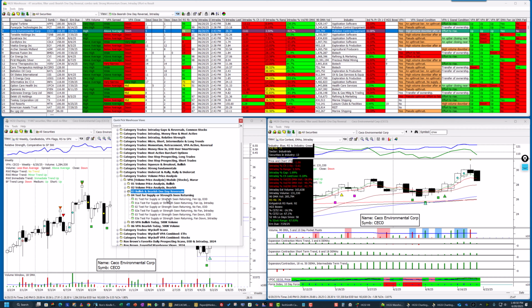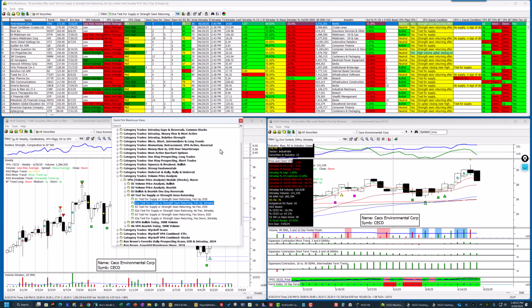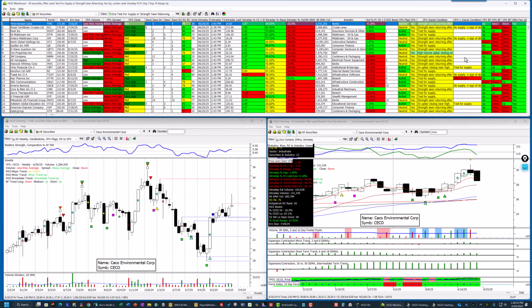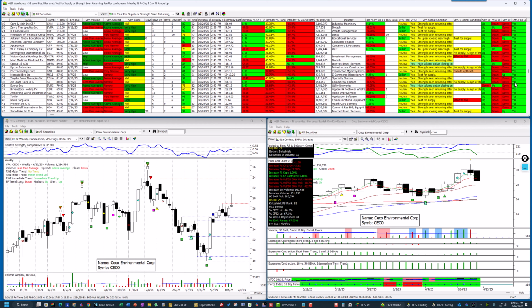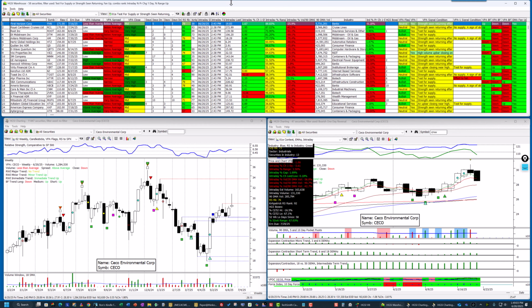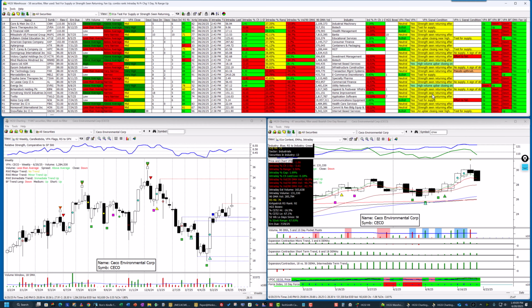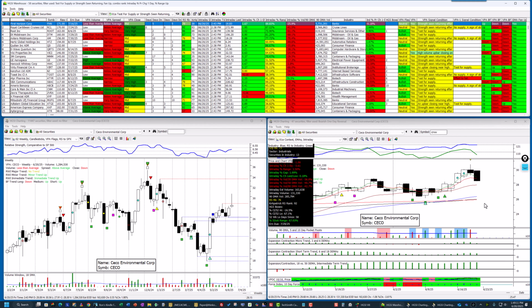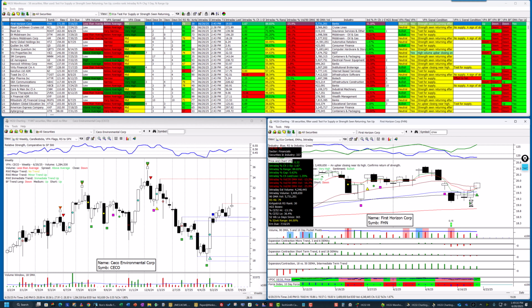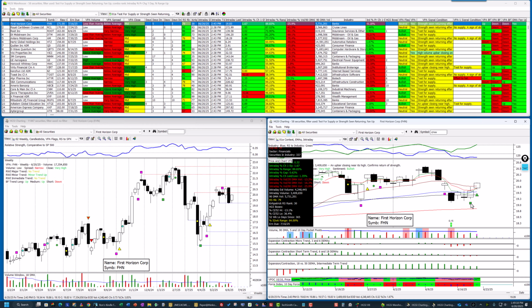So I'm going to click on the intraday on this. And if you look at this column right here, you'll see there is a fan up. It's green all the way down. And these are the signal conditions. If any of these appear on the chart, let me bring it up here. Okay, here it is, First Horizon Corp.